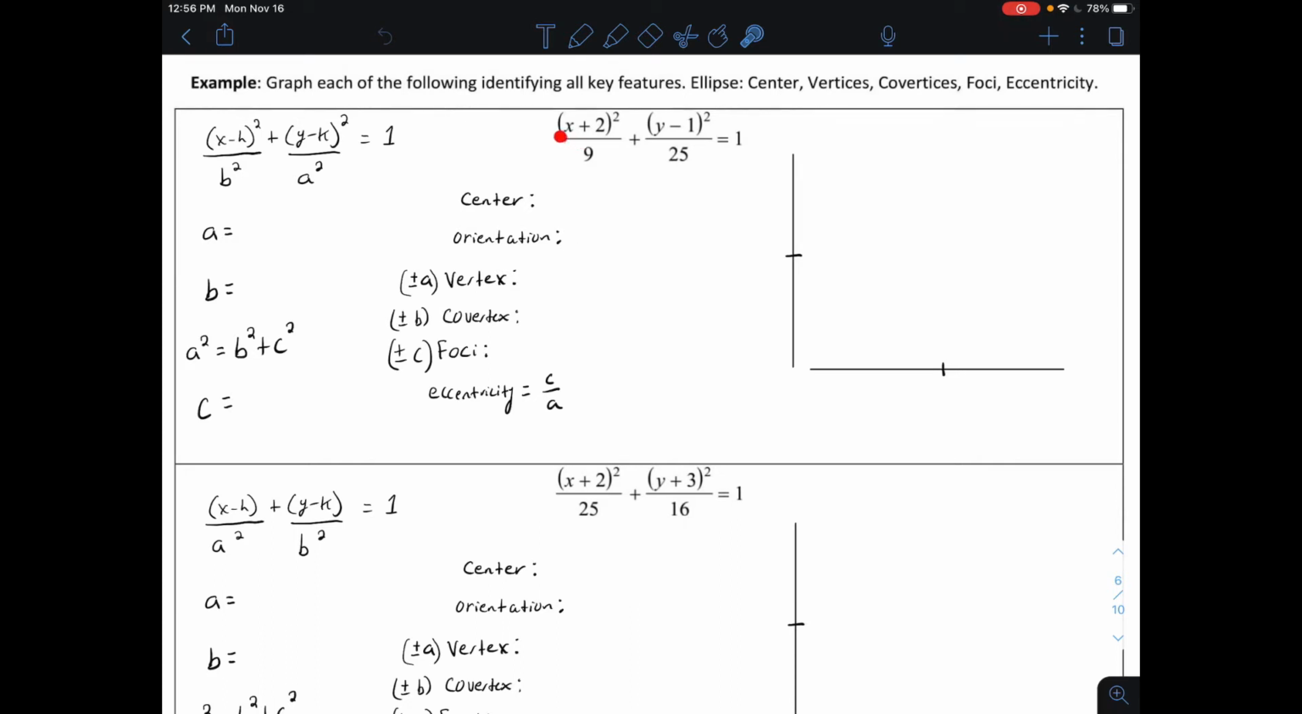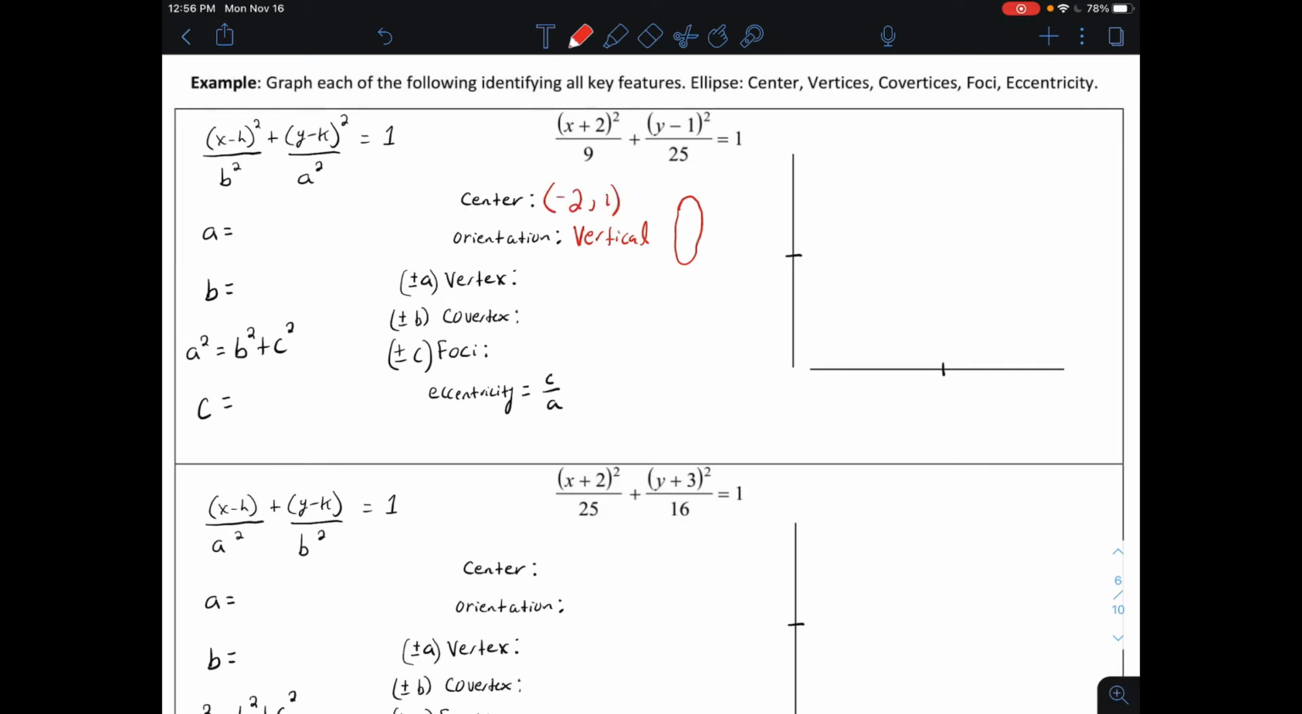Well, looking at the ellipse given, it's given to me in standard form. I want to first identify its orientation. Since y has the bigger denominator, the orientation is going to be vertical. So what that means is it's going to be stretched like this. It's going to be elongated up and down. The center, (h, k), would be at (-2, 1).